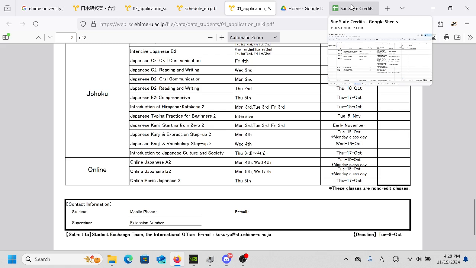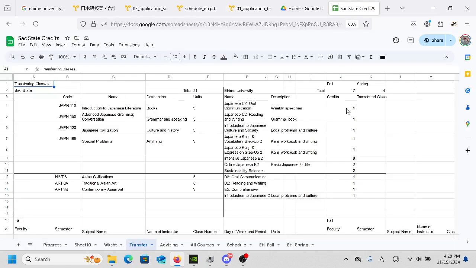The credits, when you try to transfer them, are going to look kind of like this. It's like the intensive Japanese I'm unfortunately in. It's really boring, but it's late at night too. It's like 8 credits. This is why you're not really allowed to take intensive, because they're crazy. But the other ones are like one unit each.